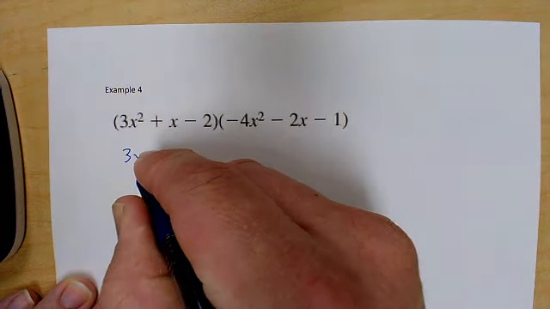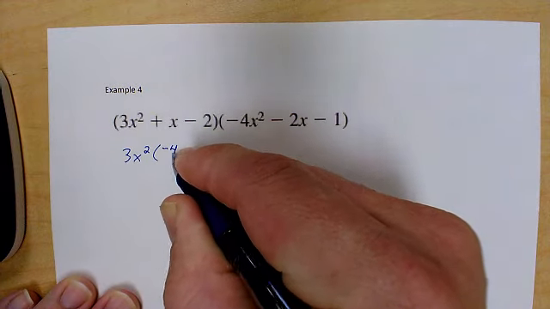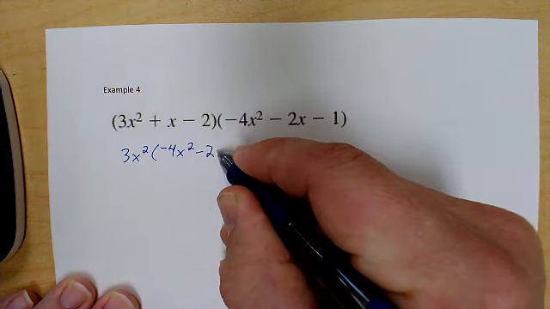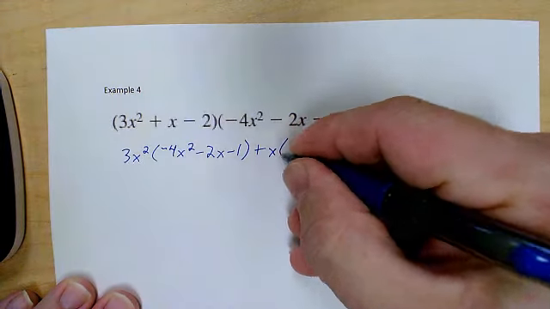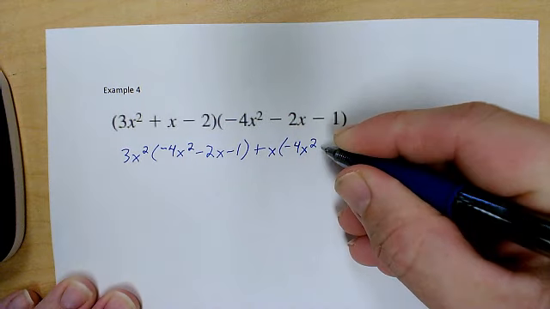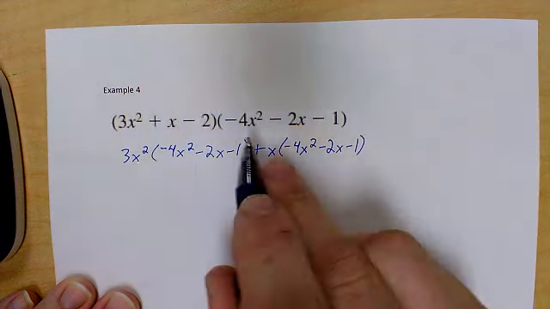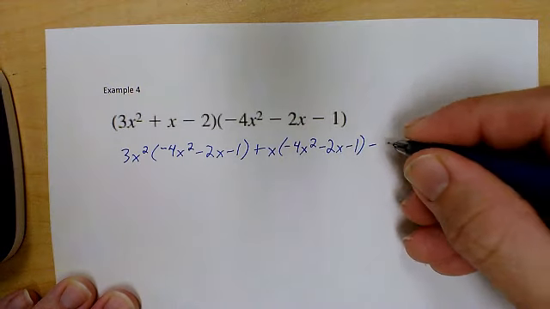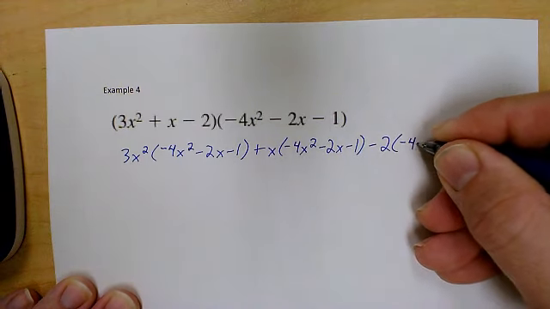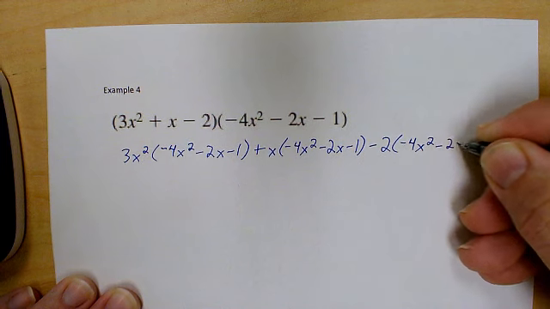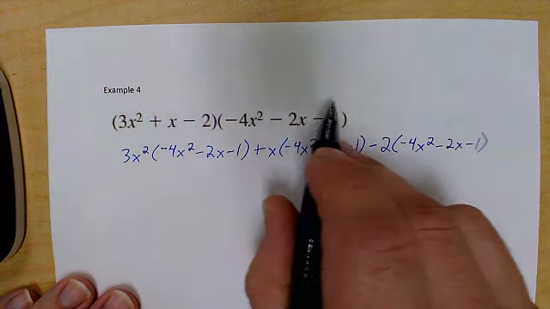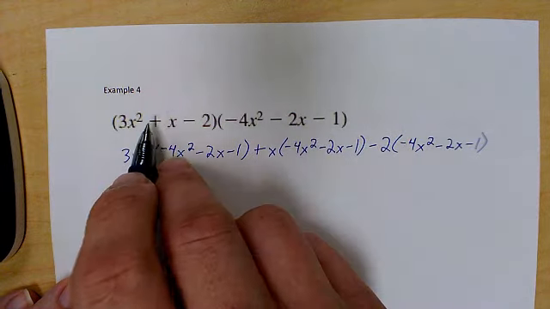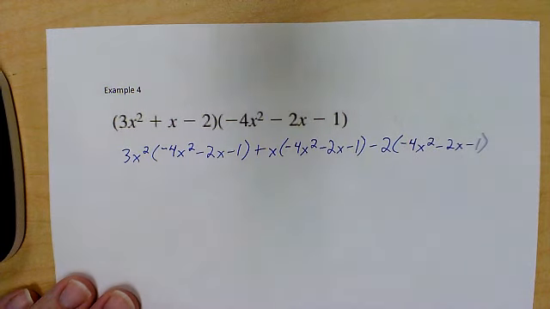So 3x squared is going to multiply the negative 4x squared minus 2x minus 1. Then x is also going to multiply it. And finally, negative 2 will also be multiplying it. Now, there are methods to representing this process, but it boils down to that right there. What I did was I distributed this trinomial to each of these first three terms, or you could have done it the other way around.